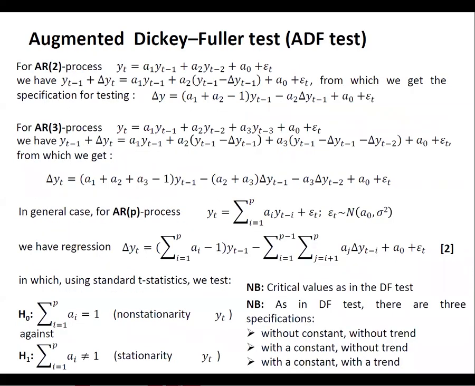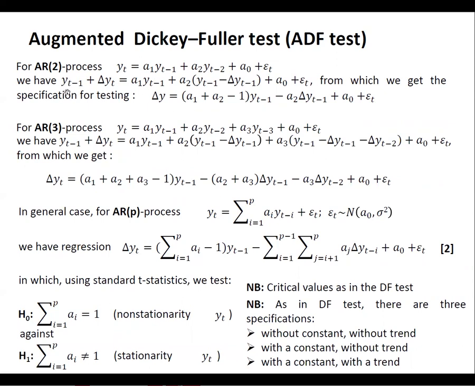An extension of the Dickey-Fuller test is the ADF test, the Augmented Dickey-Fuller test. It considers as a null hypothesis not only the AR(1) process, but also the AR(2) process, the AR(3) process, and in general cases, the AR(p) process. That is, we have a null hypothesis that process Y has a distribution or pattern according to the second order autoregressive model.